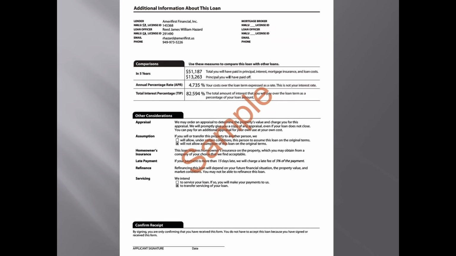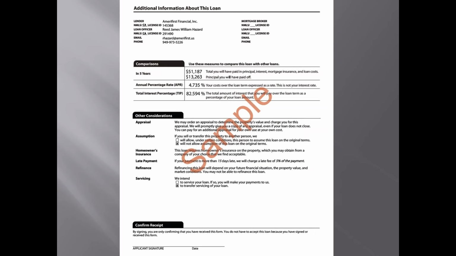Page 3 is just additional information about this loan. It gives you a great little comparison, where you can take a look at how much principal, interest, mortgage insurance, and loan costs you will have paid in 5 years. What this is really for is so that you can compare the different costs between different lenders.